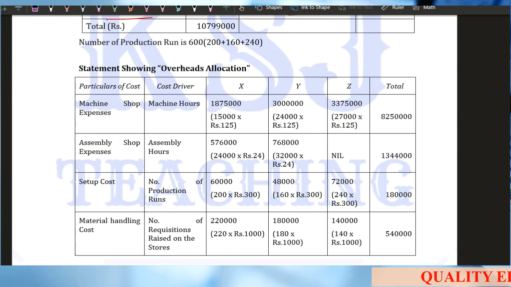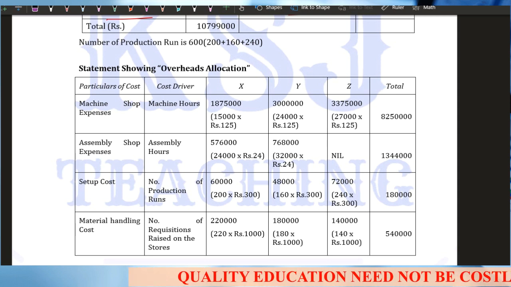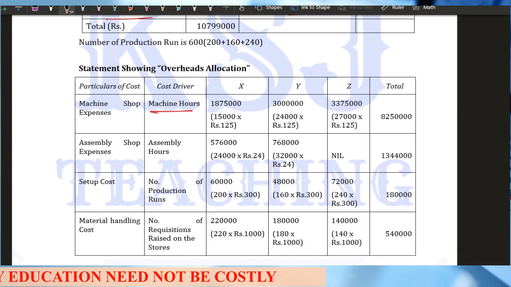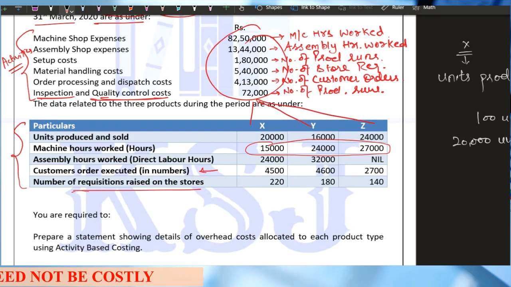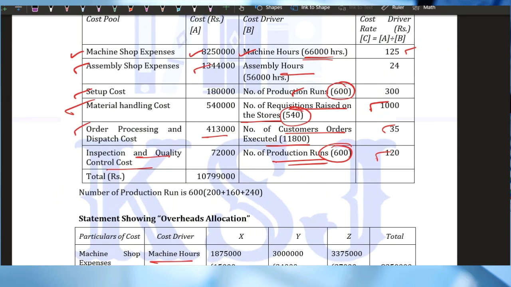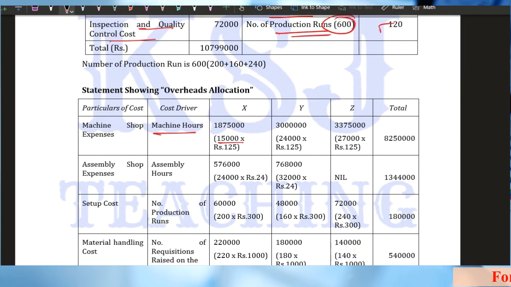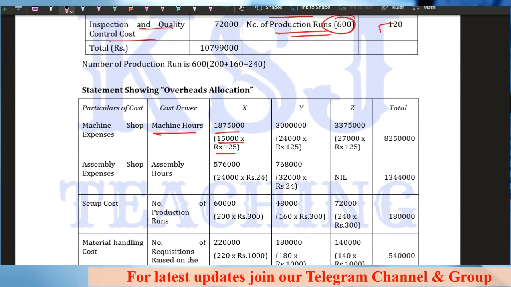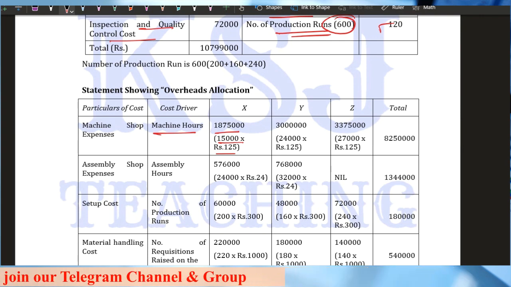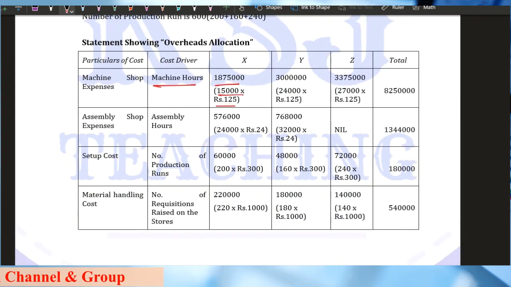Can you do it? The overhead allocation is simple as we have been doing. The very simple overhead allocation. Machine shop expenses on the basis of machine hours. For X, the number of machine hours for X are 15,000, and what is the cost per machine hour? That is 125. So 15,000 multiplied by 125. Similarly for Y and Z. Similarly for all the activities based on the driver rate. Any doubts?